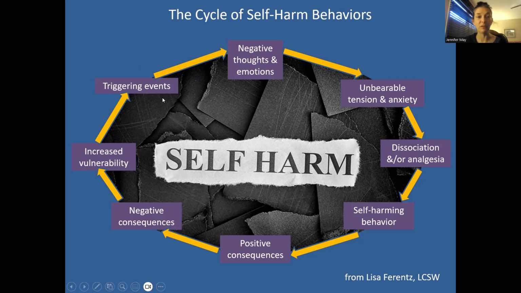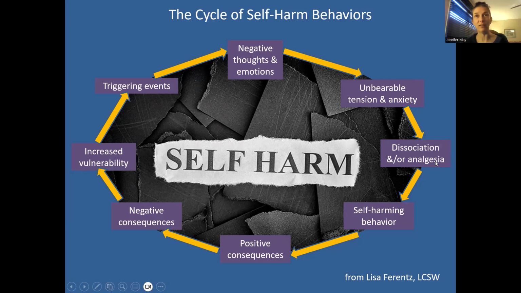Then there's usually some more specific triggering event, maybe an internal or external event that heightens your stress level and makes you feel a stronger urge to self-harm. The triggering event is then followed by a cascade of negative thoughts and emotions about that event. And then it escalates into unbearable tension and anxiety, which is often experienced physically. And then there's a sense of dissociation or analgesia.